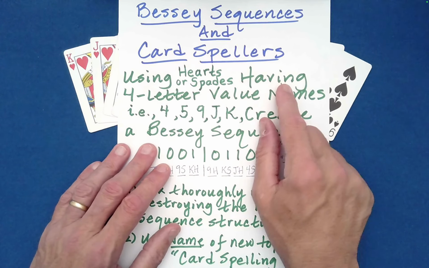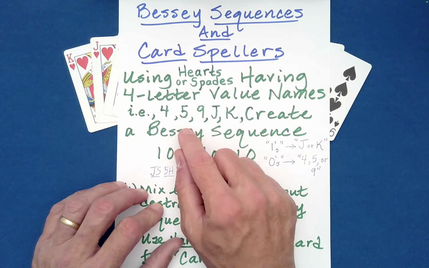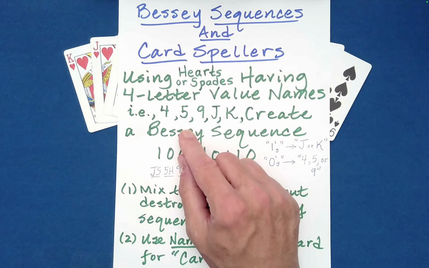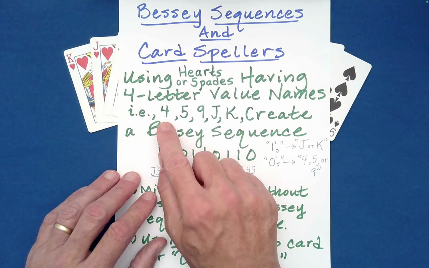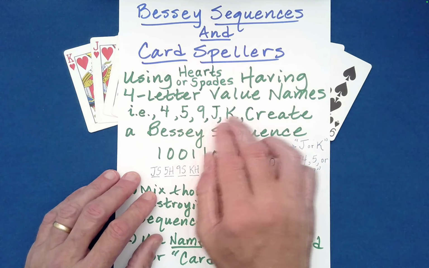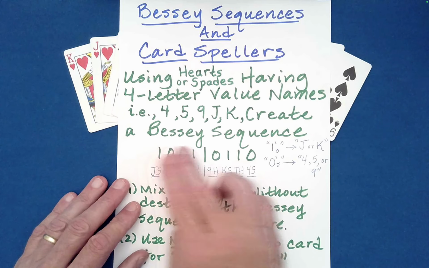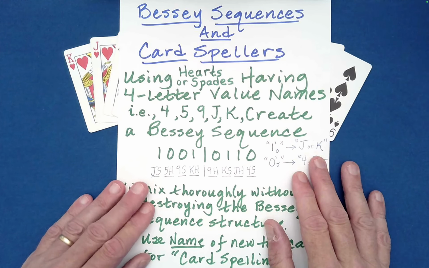In addition to that, we will focus on 4-letter card value names. So these would be card value names that have 4 letters in them, like 4, 5, 9, Jack, and King. Those all have 4 letters in their card value name. Now we need to organize them as a Bessey sequence.